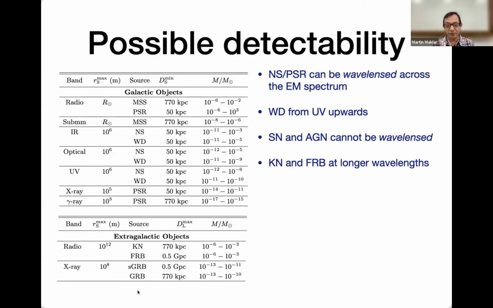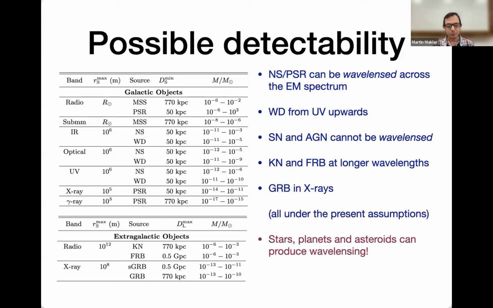So at gamma wavelengths, we will not be able to see wavelensing, and it was actually looked for and never found. Okay, so under the present assumption, if we were able to see an event in the radio range, we could have stars, planets, or asteroids as a lens for producing wavelensing.